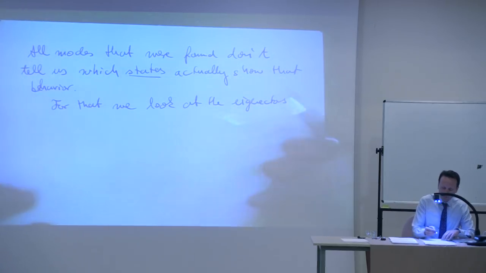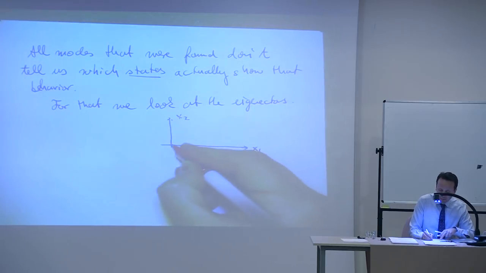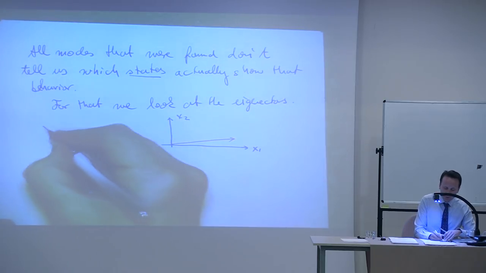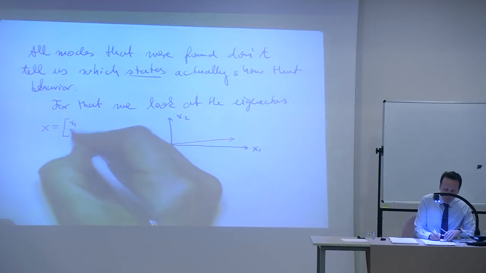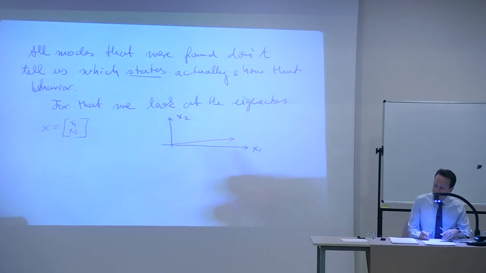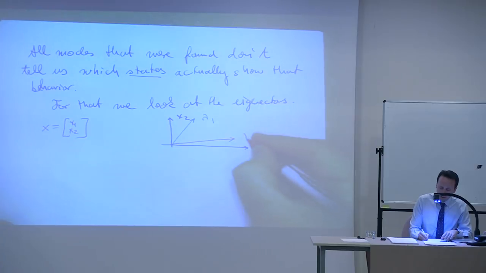So the eigenvectors kind of give me this. If you have a two-dimensional system, let's say x1 and x2, and let's say you have an eigenvector that looks like that. And let's say you did the A matrix, you find the eigenvalues, and you find two eigenvalues and two eigenvectors. So you have that eigenvector here, and then let's say the second eigenvector looks like that. This is associated with one eigenvalue, and this is associated with another eigenvalue.